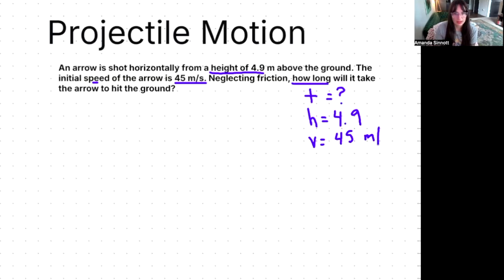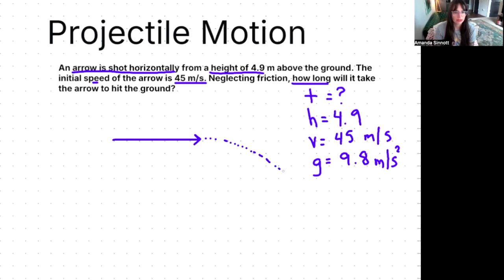And just like we said at the beginning, we're going to have gravity. Anyone remember what gravity is? 9.8 meters per second squared. So we have a lot of information so far, don't we? Now, there's something here that's also important. The arrow is shot horizontally. So here's our arrow. We need to find out how long it takes to hit the ground. That means our initial vertical velocity is going to be 0.